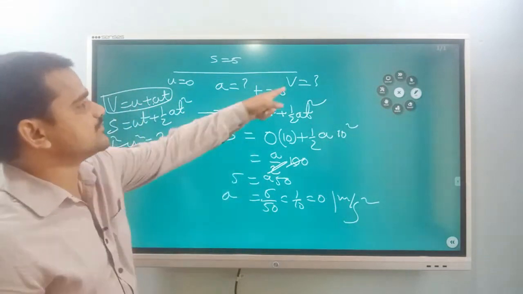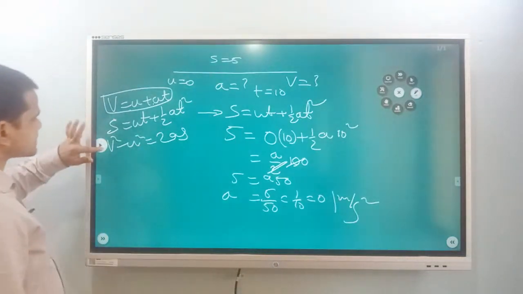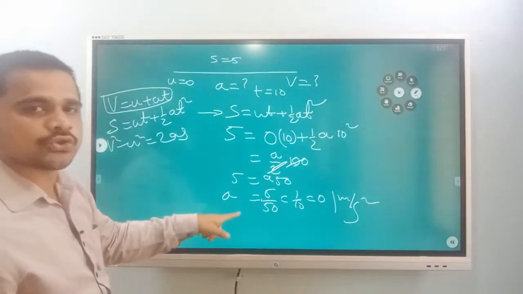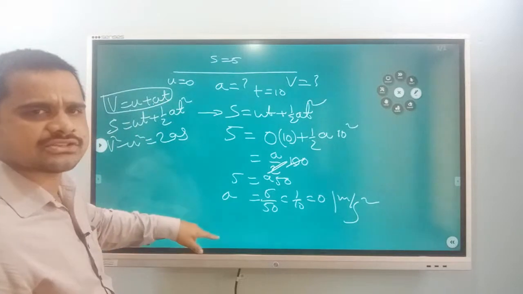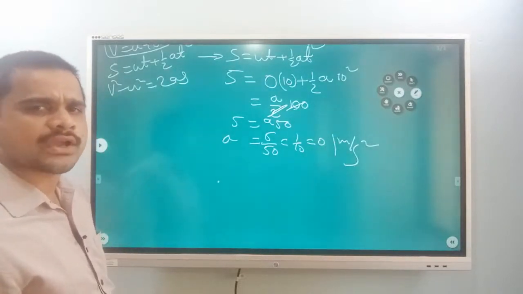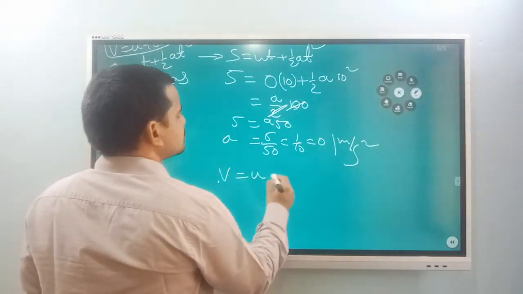Now the next question is to calculate V. It means now we want to find V here. You can use this expression or this expression, anything. Now we can use these two because we come to know what the A value is. A value is 0.1. Now I'm going to use this expression, V is equal to U plus AT. Anything you can use, no problem.